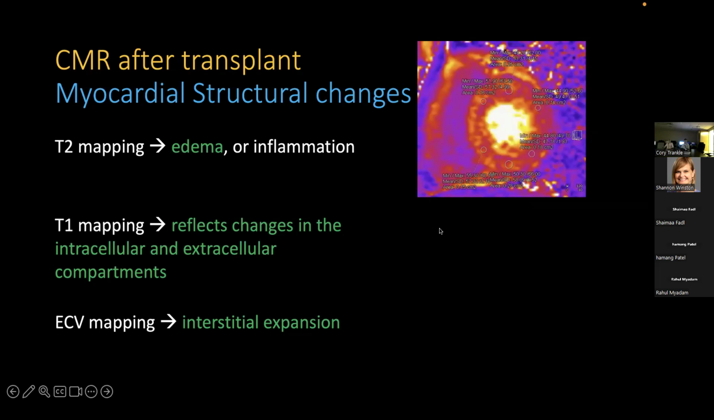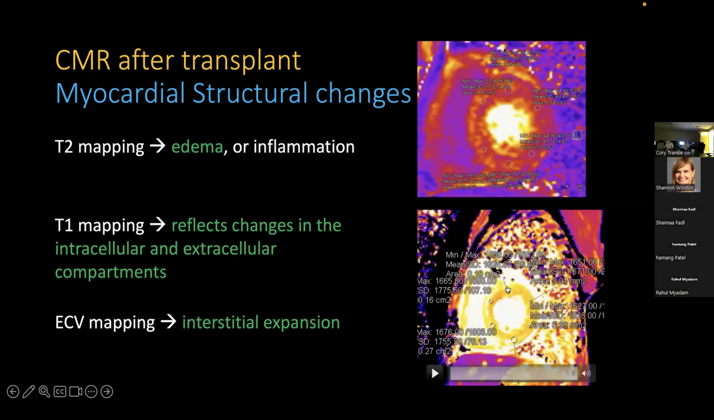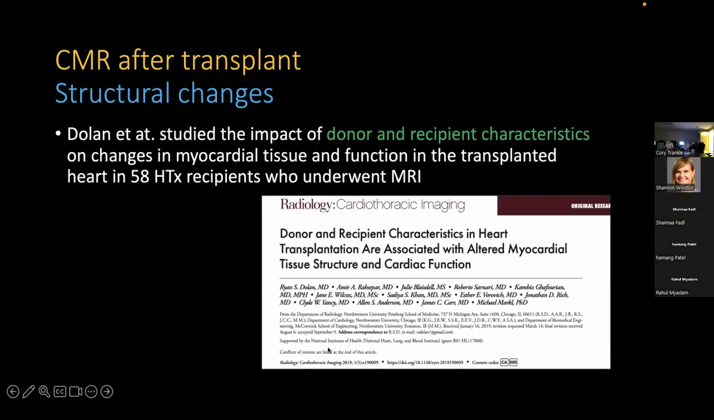In this patient with a heart transplant, you notice that there is some elevation of the T2 values, and also elevation of the T1 values. The T2 values are ranging 57, 47 in some areas, and the T1 values are like 1600, 1755.